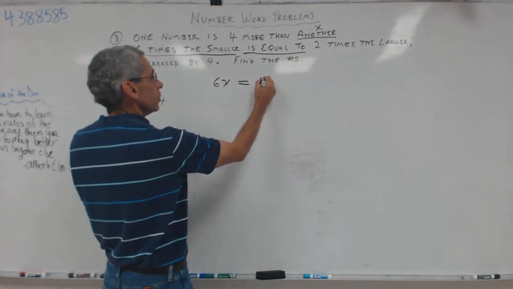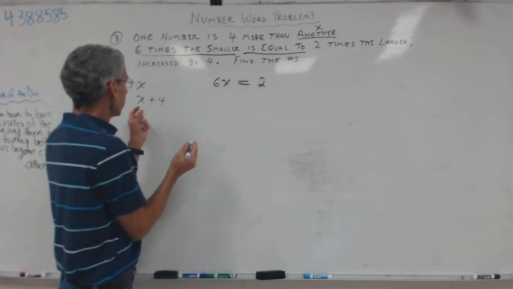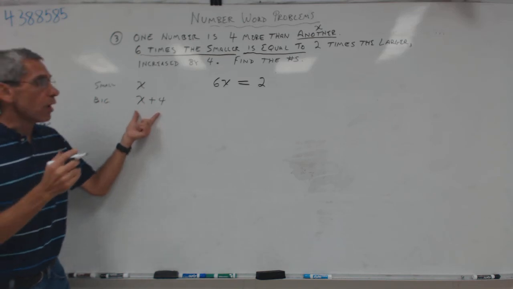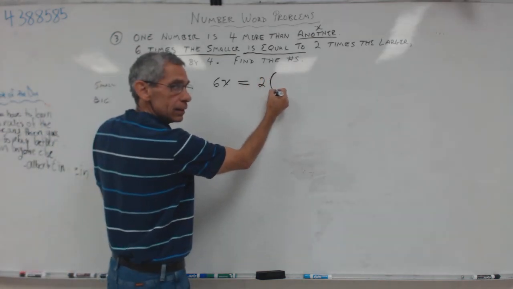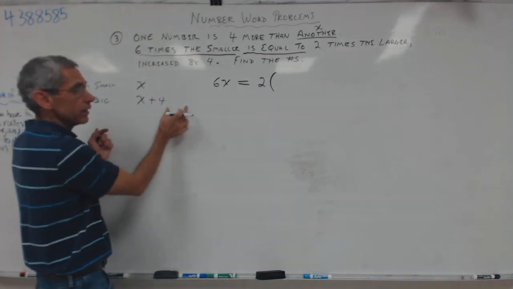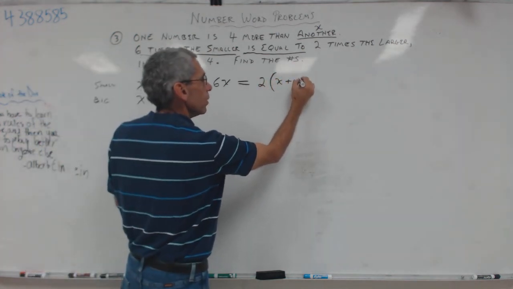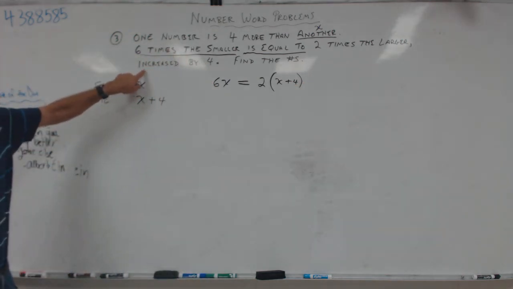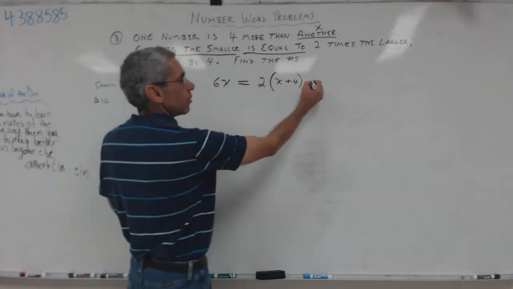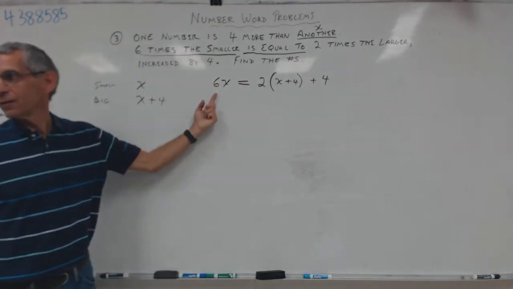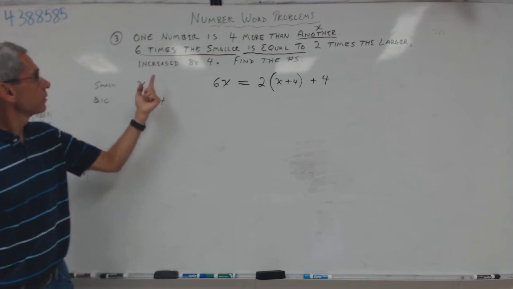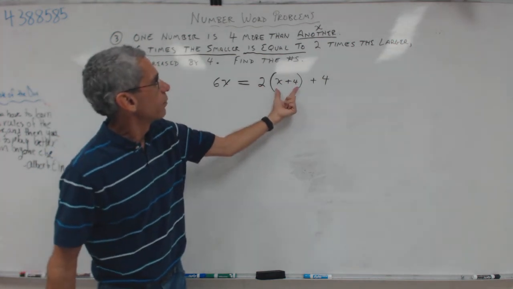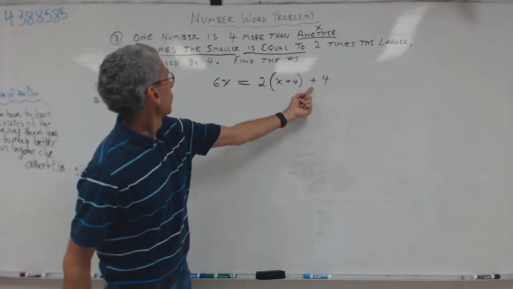How would I do that? The larger is this blob. It's a binomial. So I've got to do 2 times parenthesis, with this whole blob inside the parenthesis. X plus 4, parenthesis. Which is 2x plus 8. Okay, but let's keep going. Increased by 4. So now plus 4. Look at that, there's my equation. That's crazy. Does that make sense? 6 times the smaller is equal to 2 times this blob, which is the larger, increased by 4.